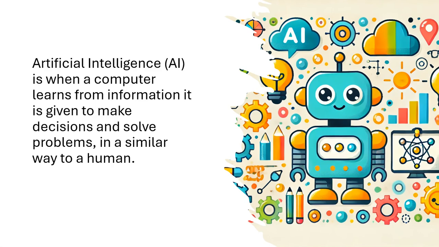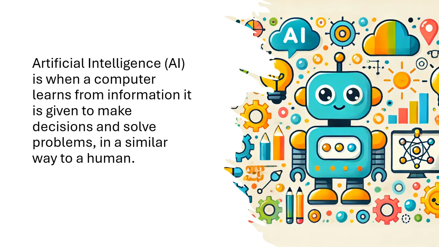Then we introduce the term AI, for artificial intelligence, to them with this definition. So artificial intelligence is when a computer learns from information it is given to make decisions and solve problems in a similar way to a human. So this definition supports a lot of the learning that the children do throughout the unit, where they look at how AI works. So the repetitive theme, we come back to this idea that it works by being provided with information and then using that information to help learn something and help it solve a problem.